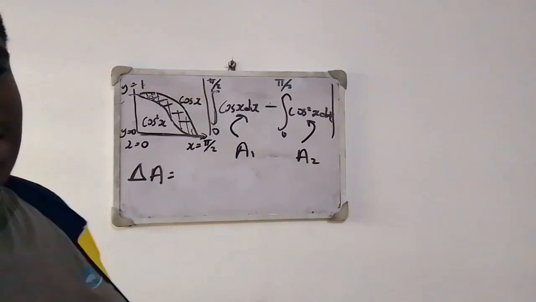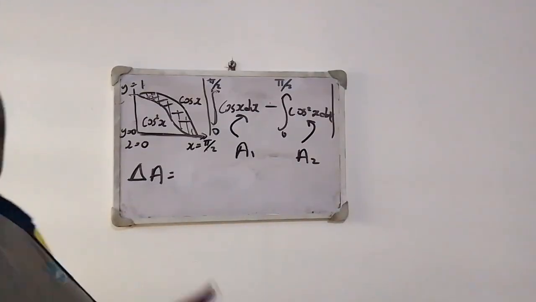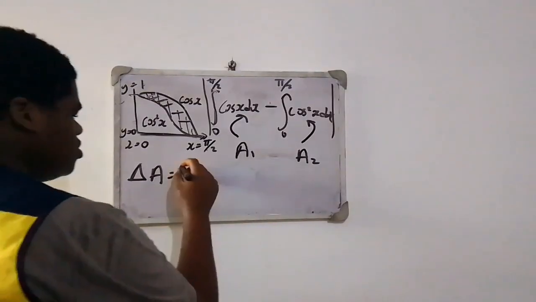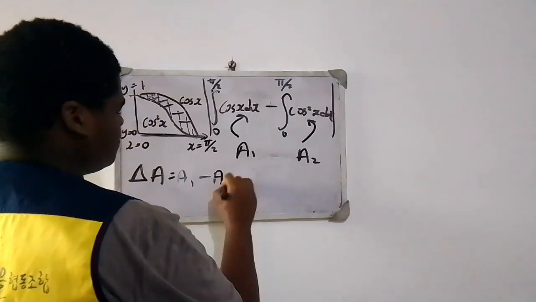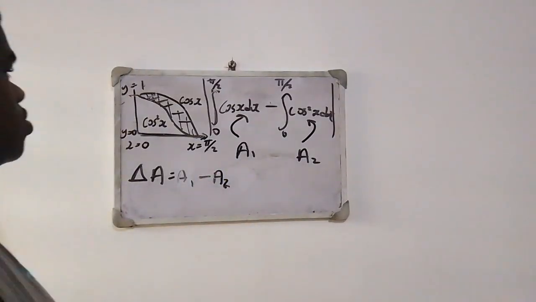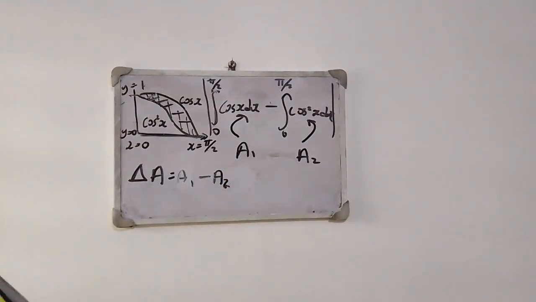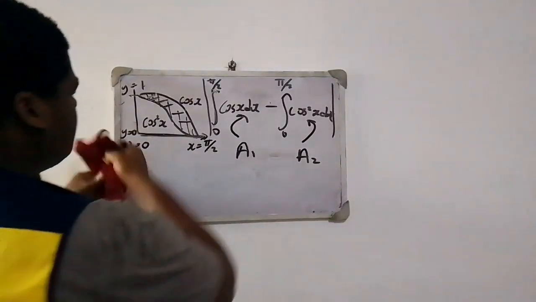already know that cos x is greater than cos square x, so there's no really need for the absolute value. But we just write a1 minus a2. Well, let's begin to solve basically. I will write this up here for space.